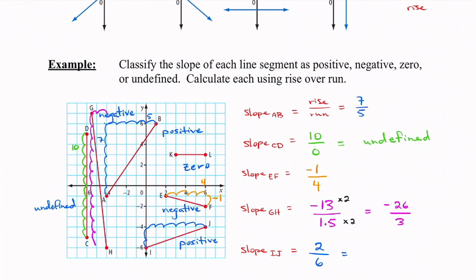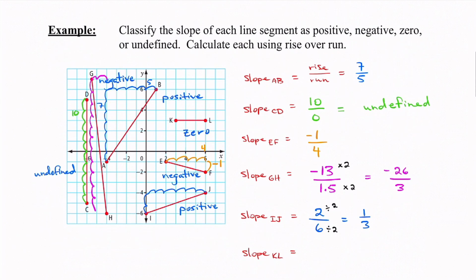Divide the top by 2, you get 1. Divide the bottom by 2, you get 3. So all I did there was divide that by 2 and divide that by 2. It's always got to be the same number. Okay, and then the last one we had is the line slope from K to L.